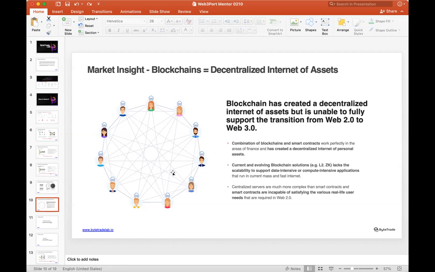So again, we think that blockchain has created this decentralized internet of assets. However, Web3 is more than just money. It's more about the everyday data that users create and own. Blockchain is simply unable to fully support the transition.